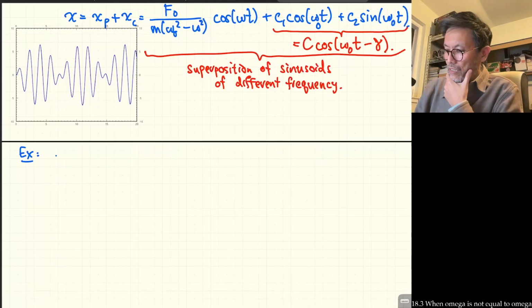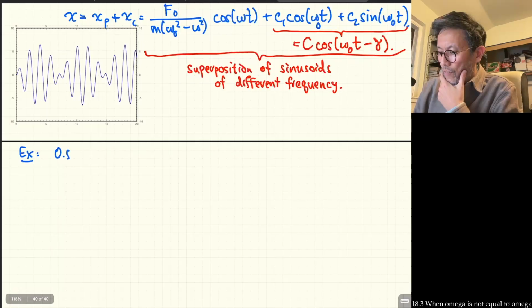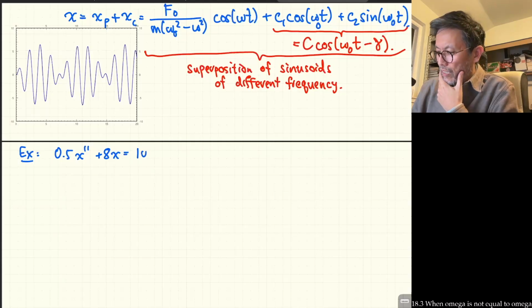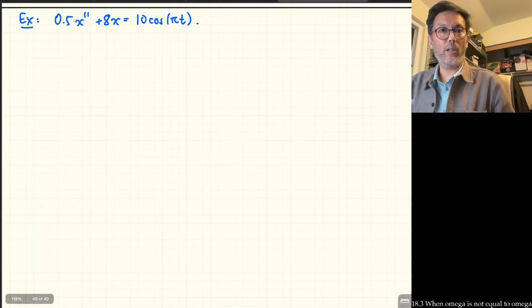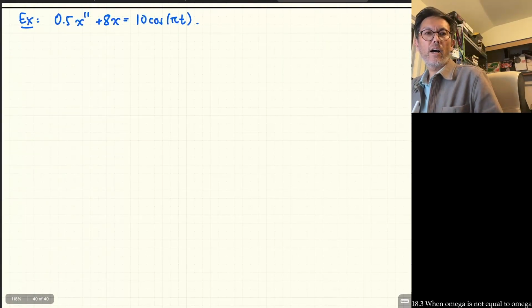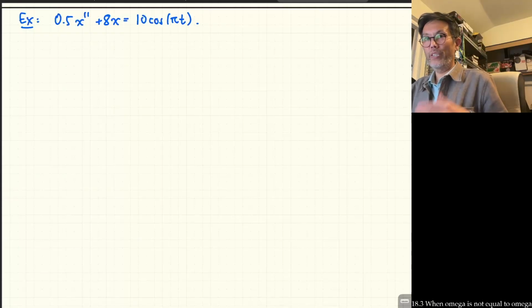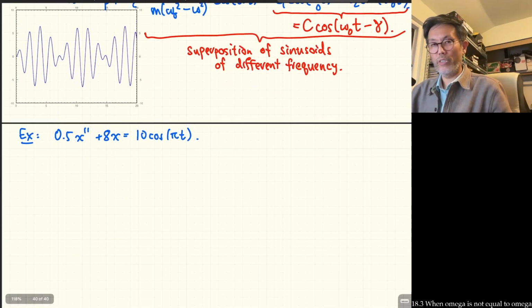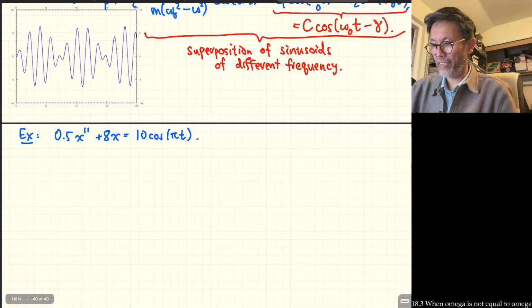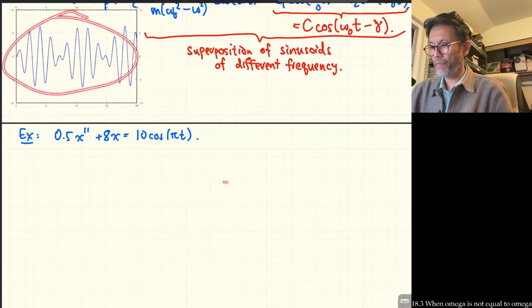So let's look at the harmonic oscillator 0.5 x double prime plus 8x equals 10 cosine pi t. So this is a periodically forced undamped harmonic oscillator, okay? And in fact, this is the example that I drew from the textbook. So the picture of the solution is exactly this one right here. It's exactly this. Okay.